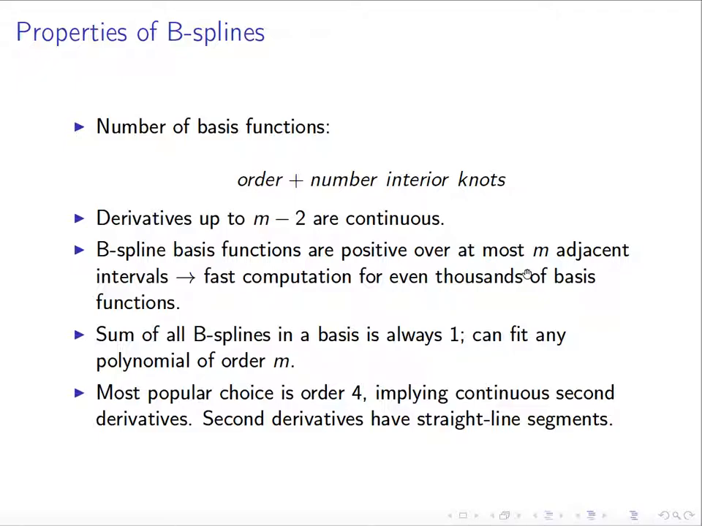What I didn't mention here is the number of B-spline basis functions. Basically, the number of basis functions is fixed: it is equal to the order of the B-splines plus the number of interior knots. So for example, if we use cubic B-splines with 13 knots, how many basis functions will we have?